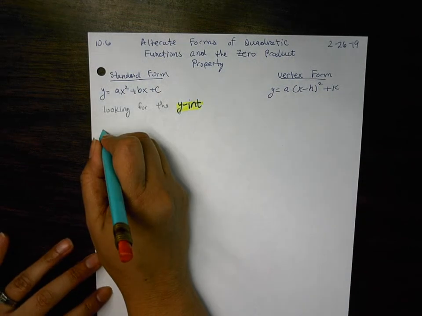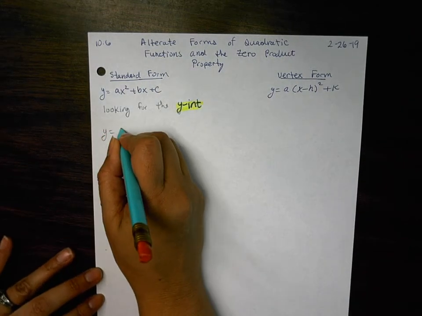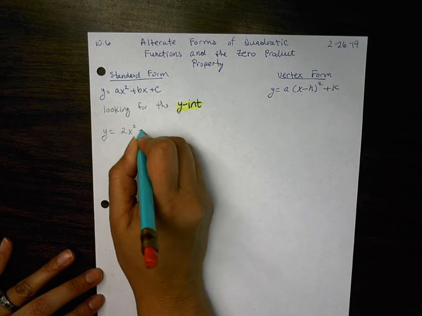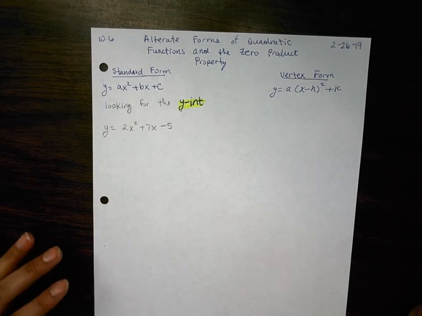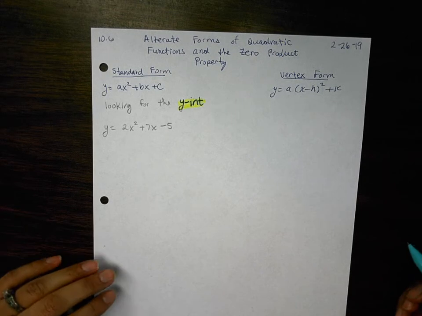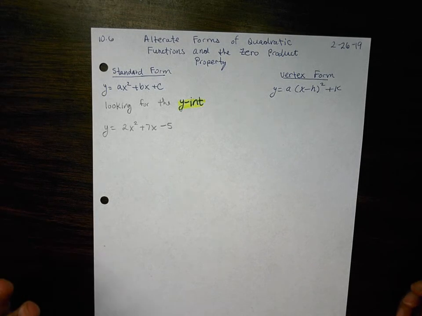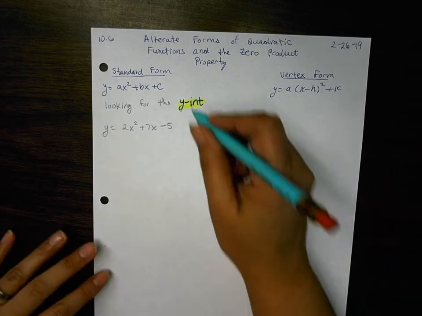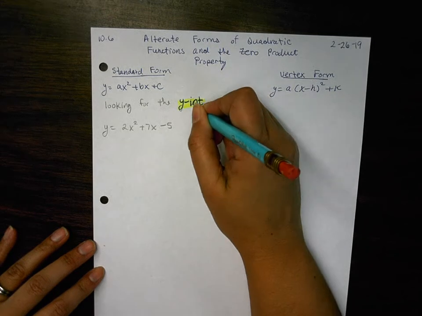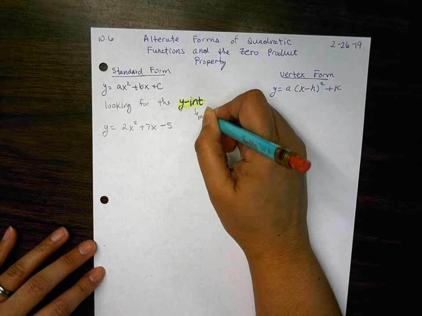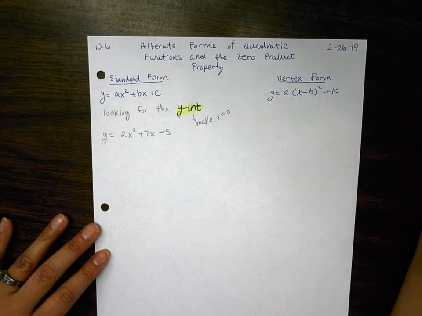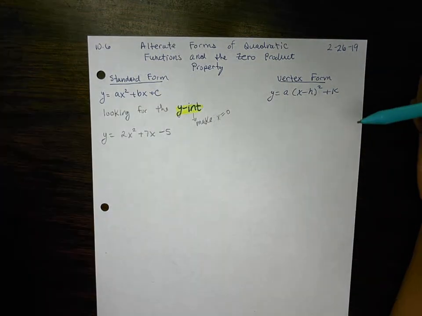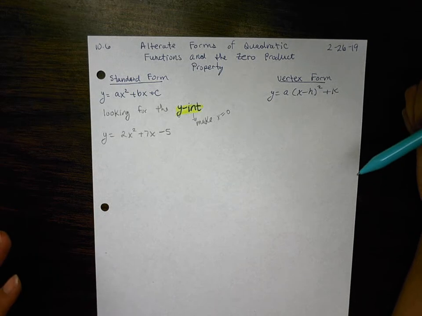I'm going to make one up. Y equals 2x squared plus 7x minus 5. And if I ask you to find the y-intercept, who remembers how you find the y-intercept? If you're looking for the y-intercept, you make something equal to 0. What letter? X. Good job. You make x equal to 0. You should have learned that in years past. You should have done that on last night's worksheet.